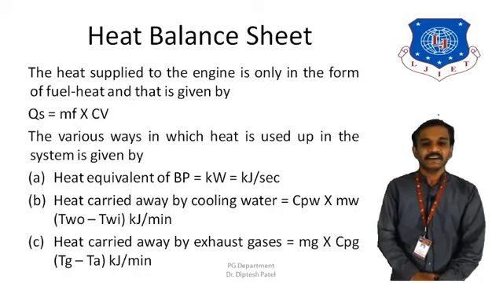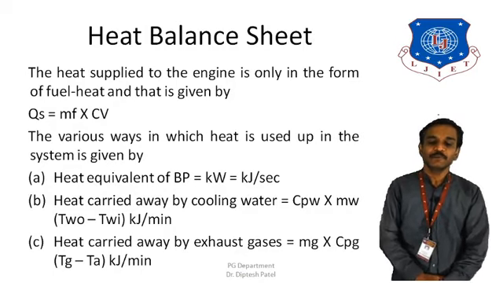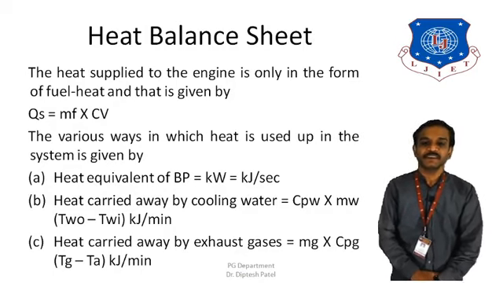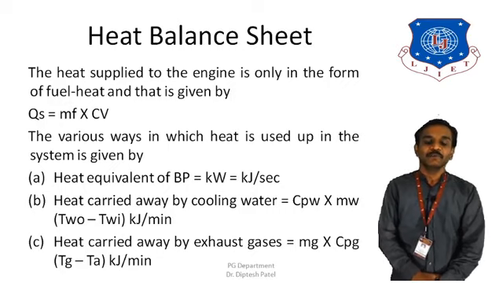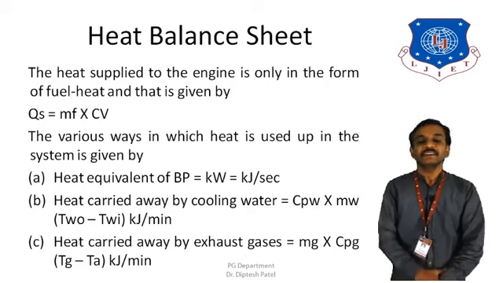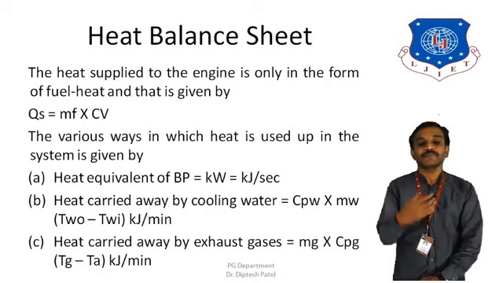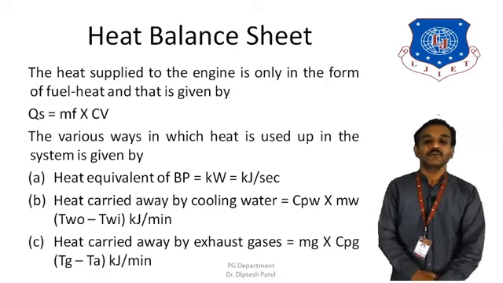Then heat carried away by cooling system, and the formula is CPW into MW into TWO minus TWI, where CPW is specific heat of water, MW is mass of water, TWO is temperature of water at outlet, and TWI is temperature of water at inlet. So this is how you can calculate how much amount of heat is lost in cooling water.